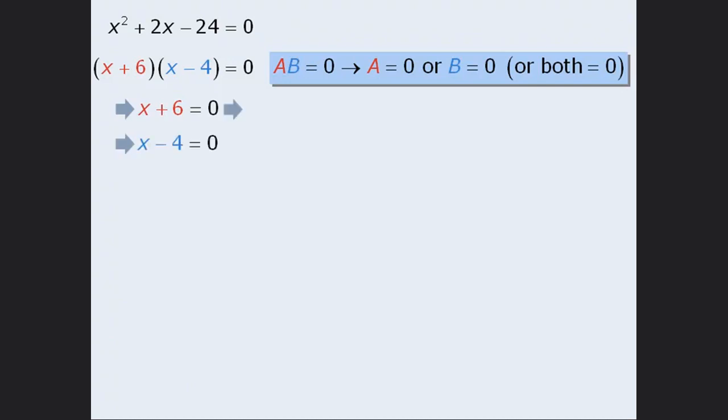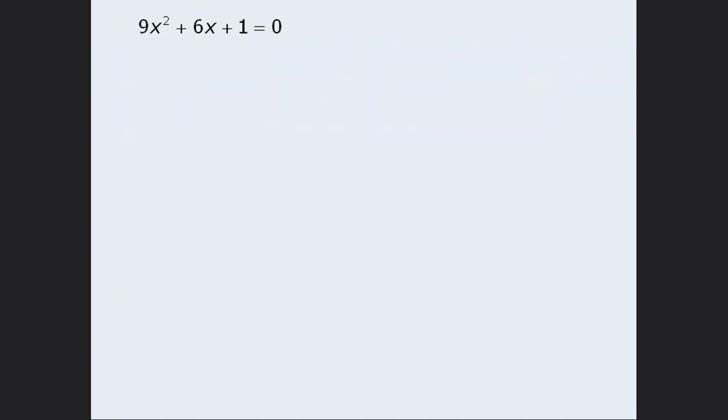If x plus 6 equals 0, then x must equal negative 6. And if x minus 4 equals 0, then x must equal 4. So the two solutions to this equation are x equals negative 6 and 4. This next equation is a little harder.